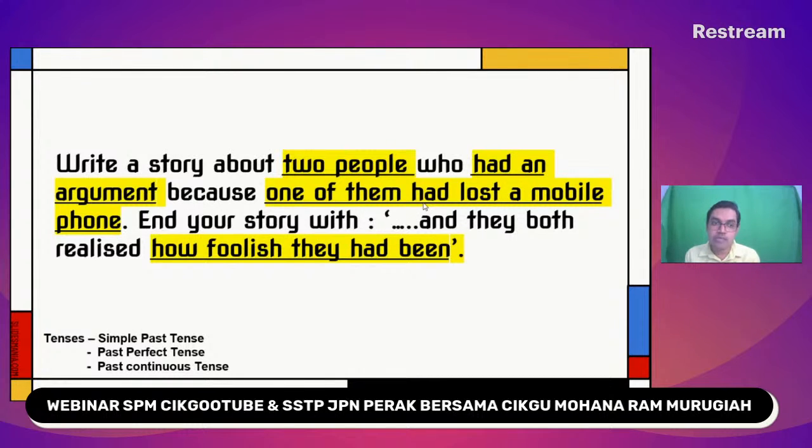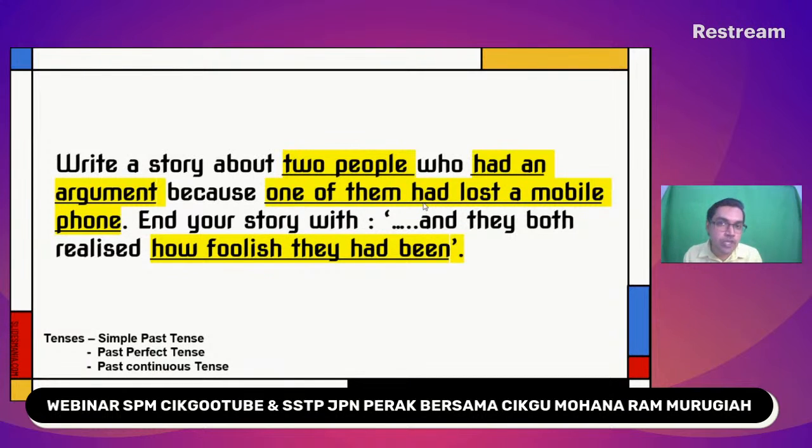That is why you have to make sure, when you get the question, you see the tenses that you need to use. Next, how many people are involved in this story? The story is about 2 people. So the 2 characters you need to create. And then had an argument. Who had an argument? So your story must have an argument about one of them had lost a mobile phone. And you have to narrate the story to show that at the end they had been foolish about their argument. So the plot is already there.